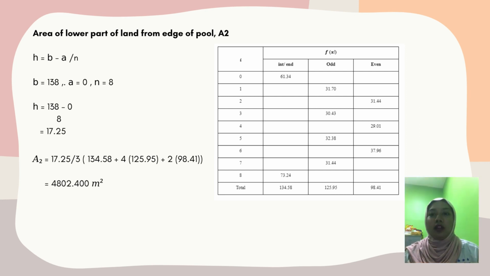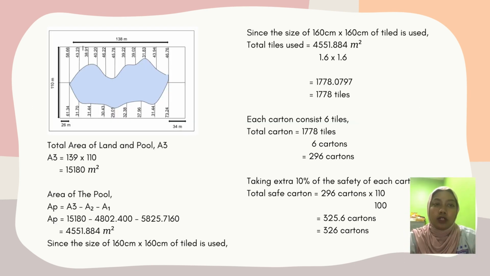The next step, we have to calculate f(xi), and we have to fill in the table. So for the area of the pool A2, the lower one, we have 4,802.4 meters square. So the total area of the pool is AP equals A3 minus A2 and A1. So the total area is 4,551.884 meters square.